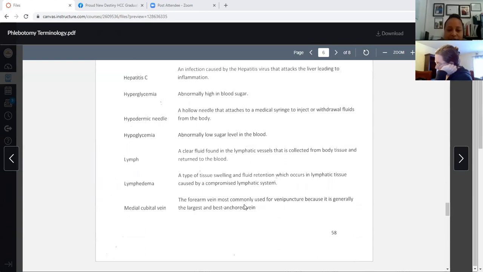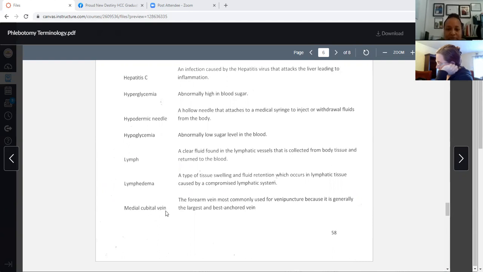Lymph is a clear fluid found in the lymphatic vessels that is collected from body tissue and returned to the blood. Lymphedema, a type of tissue swelling and fluid retention that occurs in lymphatic tissue caused by a compromised lymphatic system.